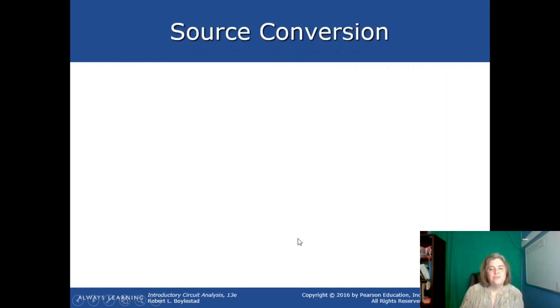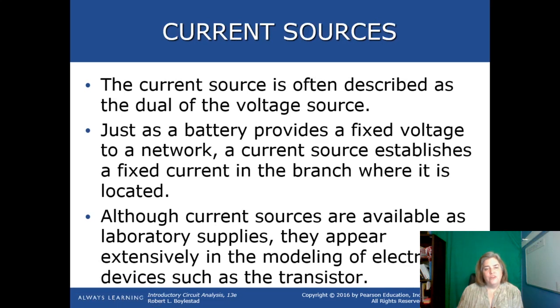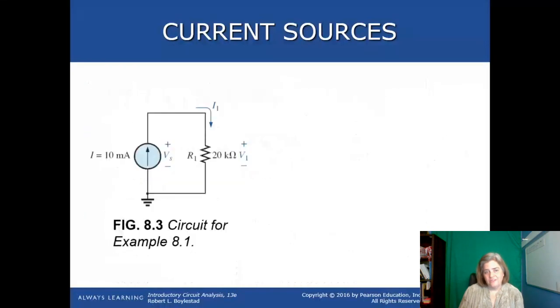So let's move on to something new, something that you haven't seen before. Source conversion. We've talked in Circuits 1 all about voltage sources, but now we're going to introduce you to current sources. Current sources are described as the dual of the voltage source. And just as a battery provides a fixed voltage to a network, a current source establishes a fixed current in the branch where it's located. You don't see very many current sources; you won't see them in our lab. However, they appear extensively in the modeling of electronic devices such as the transistor. And you'll get to that when you get to analog devices.